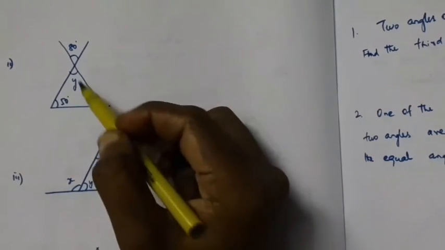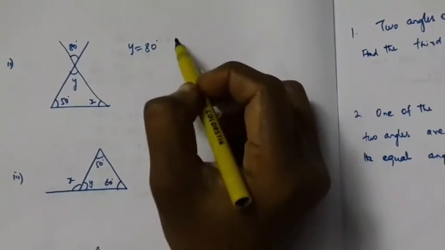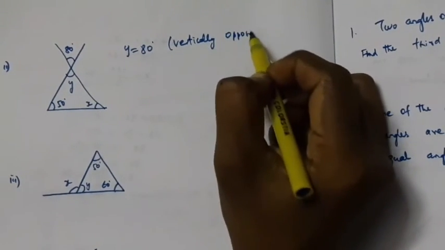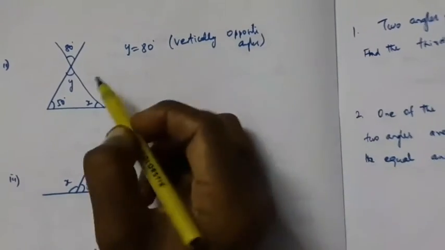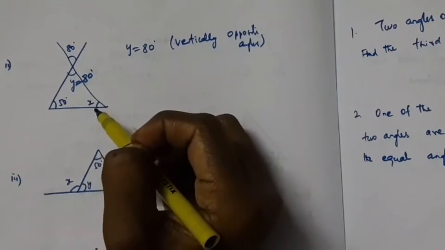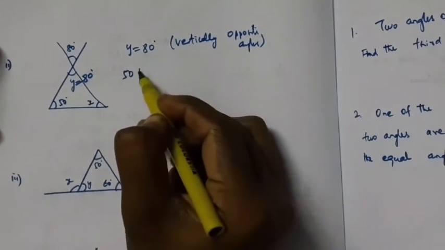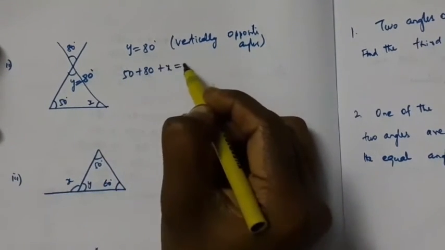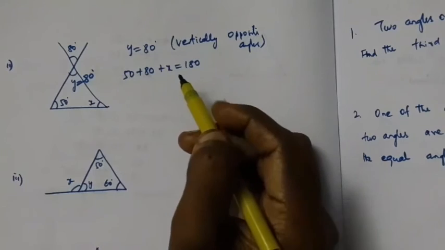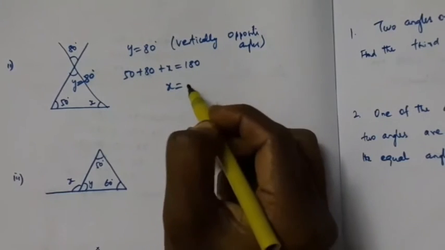Here you have to find what x and y are. So first I will write y equal to 80 because vertically opposite angles are equal. Okay, y equal to 80. So this is 80. Now I have to find what this x is. Now I have to add these three angles. 50 plus 80 plus x equal to 180. So the sum of these three angles should give 180. From that I can find x. So x equal to 180 minus 80 minus 50, that will give 50 degrees.